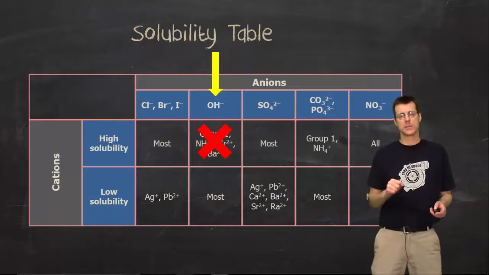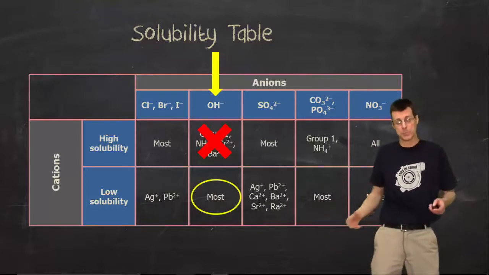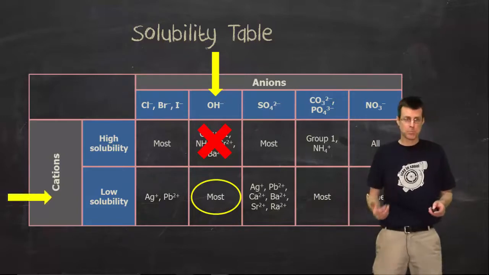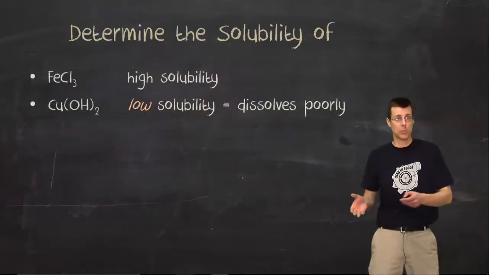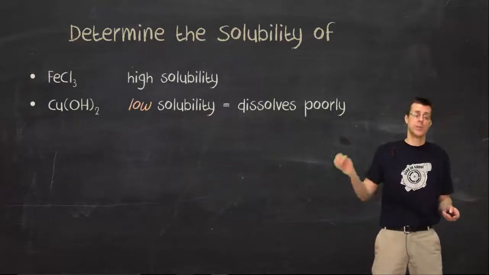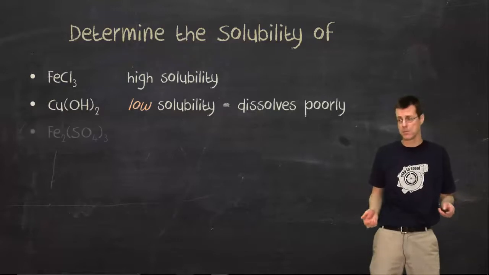We don't find it in the first, so it must be in the bottom column, bottom box, which means it has low solubility. And low solubility means it does not dissolve well at all. It dissolves quite poorly. If you were to put it into water and give it a stir, you would look at it and say, it didn't dissolve.